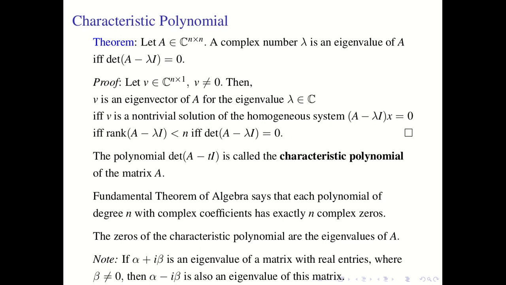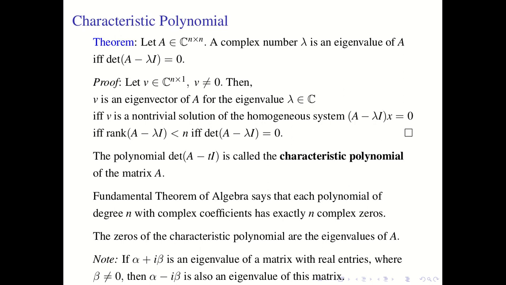But when can this happen? We have already seen this. This happens if and only if rank of A minus lambda I is strictly less than n, and that happens if and only if determinant of A minus lambda I is 0. So therefore lambda is an eigenvalue of A if and only if determinant of A minus lambda I is equal to 0.